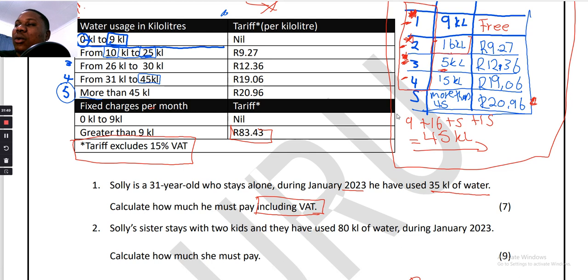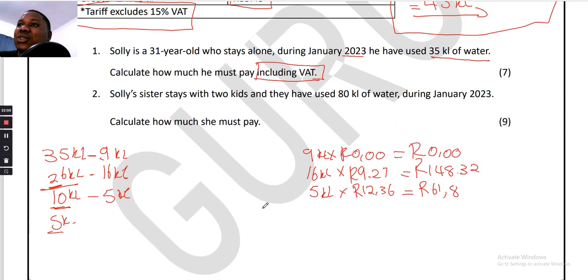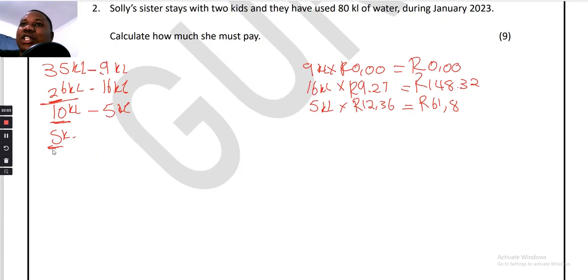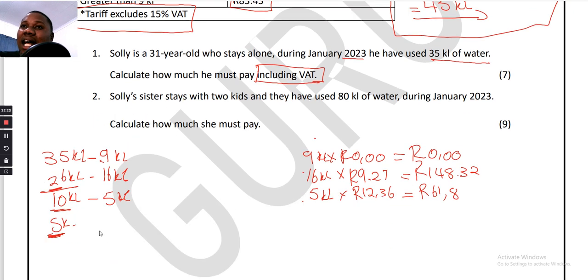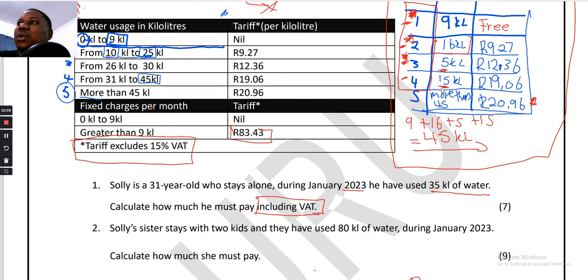Right. Now we move to block number 4. It says it can accommodate a maximum of 15 kiloliters. But the way we are charging, we are only left with 5 kiloliters that we need to charge, because the rest of the kiloliters, 9, 16, 5, have been charged. So we ask again, can 5 kiloliters fit into 15 kiloliters?